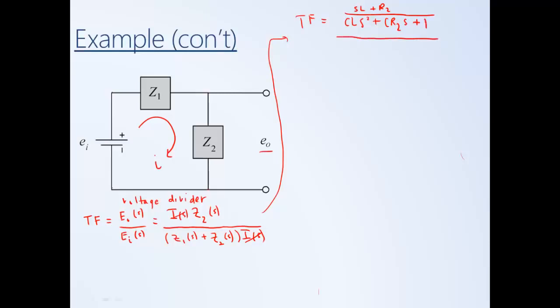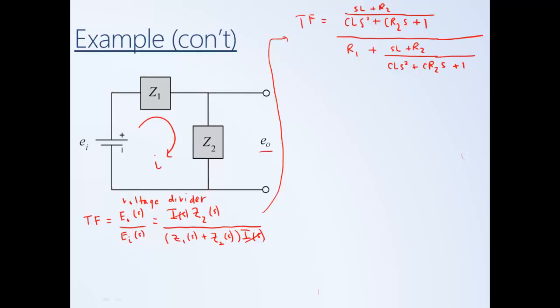So our transfer function has Z2 in the numerator, and then it has Z1, which again, if you look back on the previous slide, is equal to R1 plus Z2 again, which is the same as the expression that we have in the numerator. S times L plus R2 divided by CL times S squared plus C times R2 times S plus 1. In essence, this is the transfer function, and we could stop here.